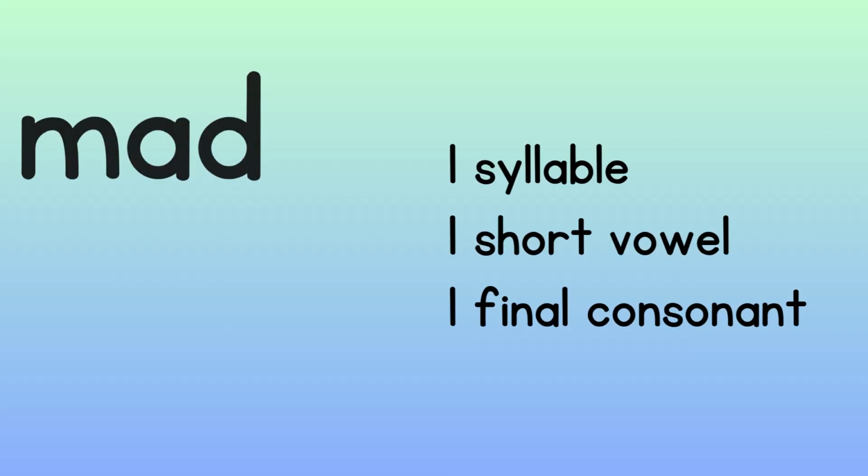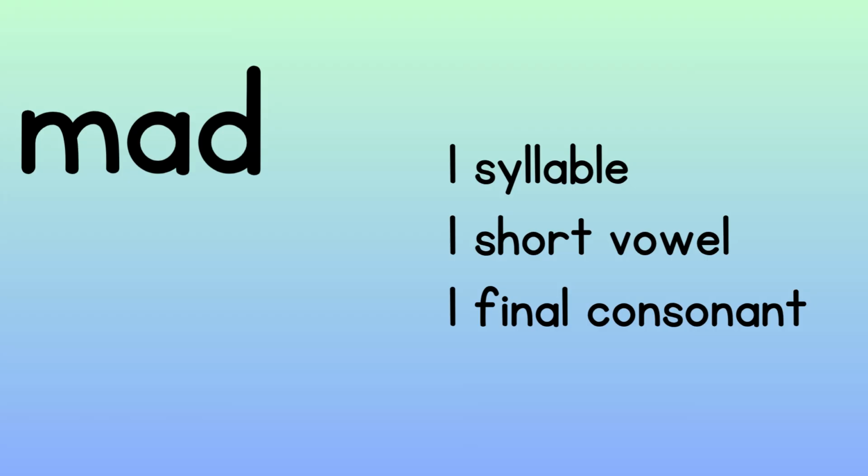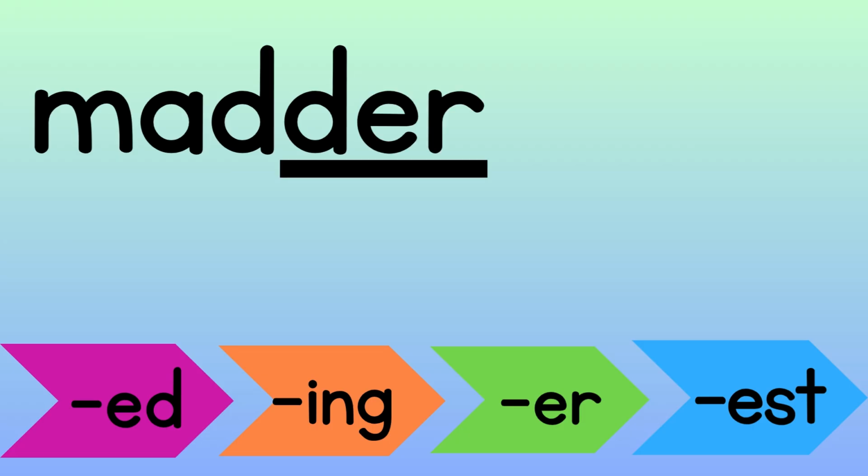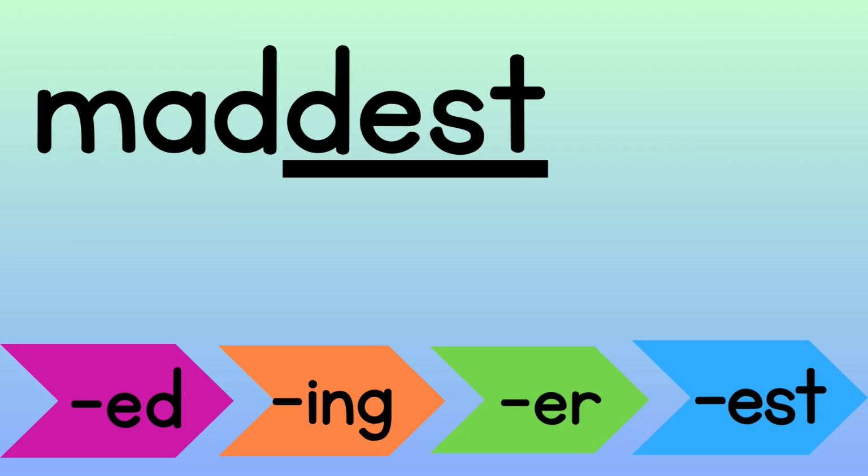Let's look at mad. Does it have 1 syllable? Check. Does it have 1 short vowel? Check. Does it have 1 final consonant? Check. So if we add a suffix to mad, we double the D and we get madder, or we might get maddest. Now, we only do this with vowel suffixes.